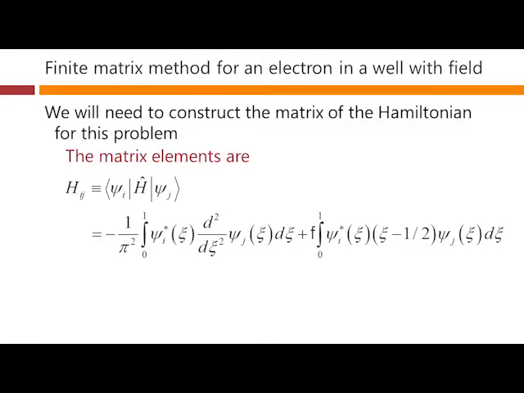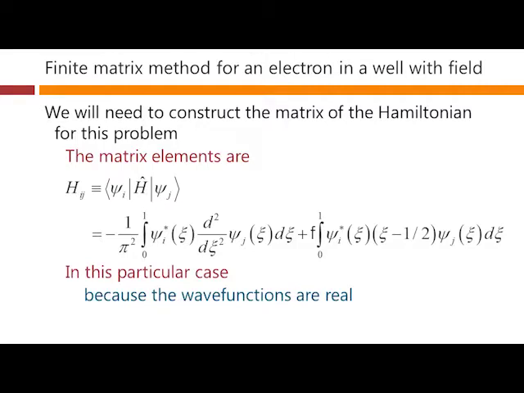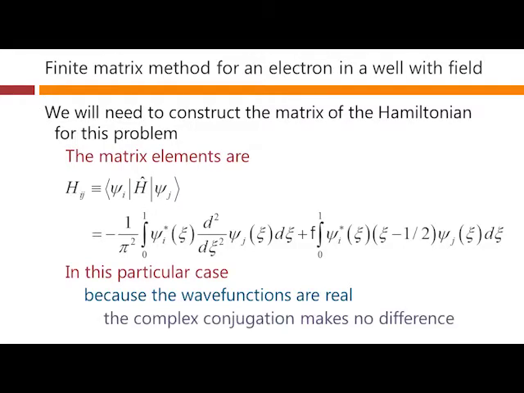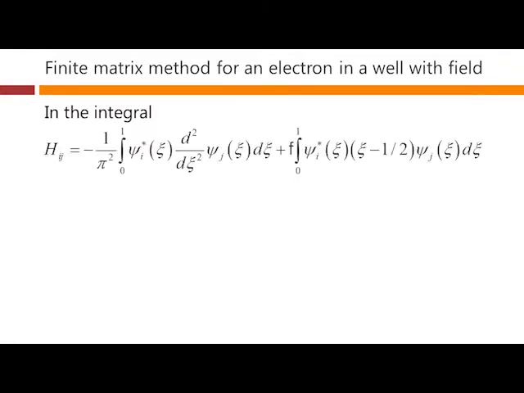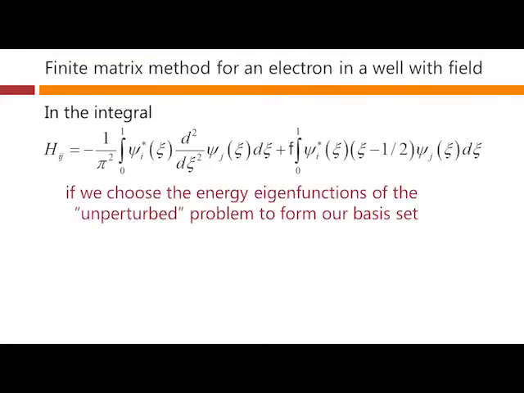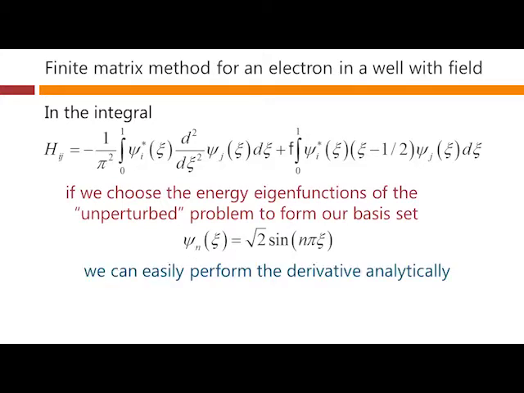So we've split the integral into two parts, one with the differential operator corresponding to the kinetic energy, and another with the potential energy here, F times (x minus L/2). In this particular case, because the wave functions are real, the complex conjugation makes no difference. In the integral for this matrix element, which we can call H_ij, if we choose the energy eigenfunctions of the unperturbed problem to form our basis set, which we've sort of implied here with this notation anyway, then we know what these eigenfunctions are, and we can easily perform this whole operation analytically.